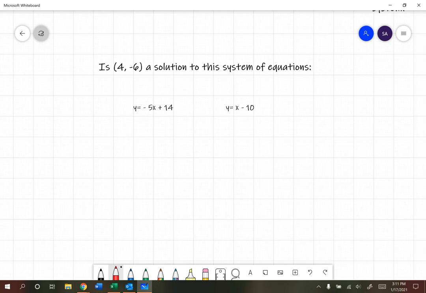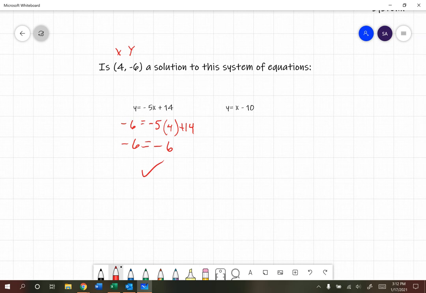I have two equations, and it's asking me if (4, -6) is a solution to this system of equations. So I'm going to take my (x, y) coordinate and plug those values into my equation to see if it is true. So y is -6 equals -5 times x, and x is worth 4, plus 14. Here I have -5 times 4 is -20, plus 14 is -6. And my y value is -6. So yep, it checks out. That is a solution to that equation.